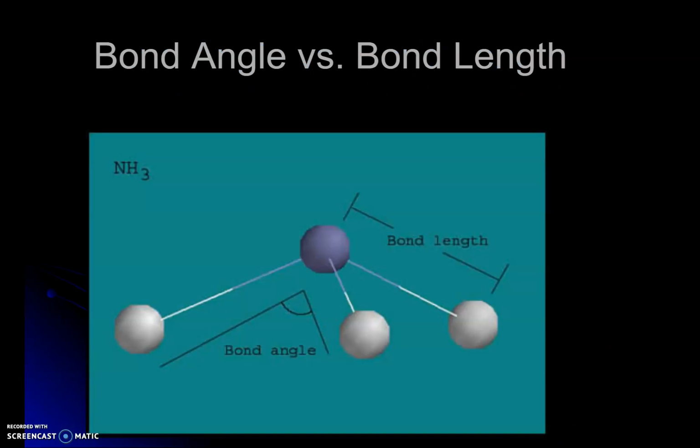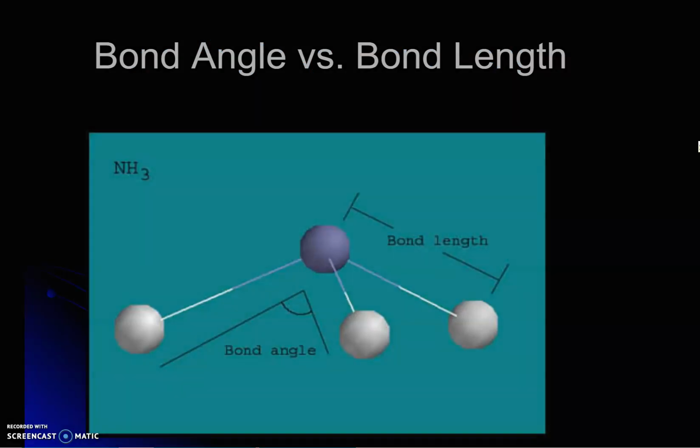All right, so a bond angle is exactly what it looks like, okay? So you have your central atom here. This is for ammonia, NH3. All right, so this is your nitrogen. Here is one of your hydrogens. Here's another of your hydrogens. Here's another of your hydrogens. And the bond angle looks like so.